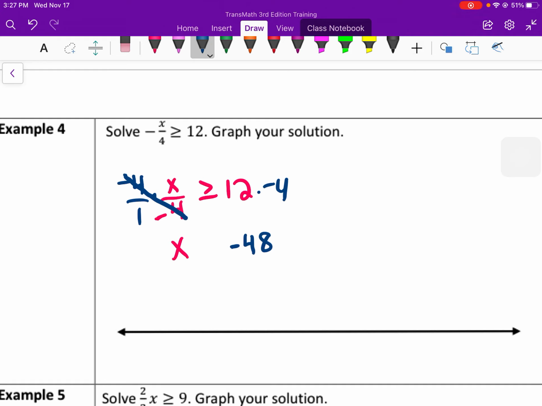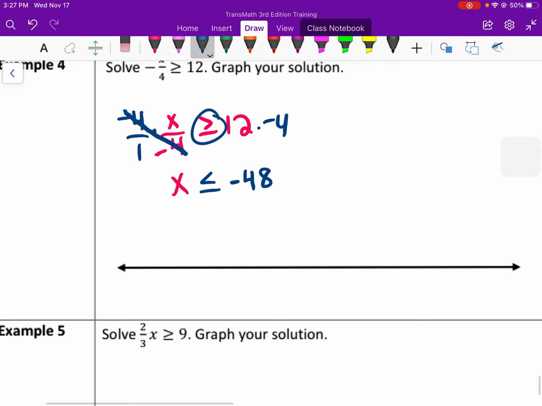Since I divided by a negative, I need to flip my inequality. So now instead of greater than, it's going to be less than or equal to. So whenever we multiply or divide by a negative, we flip our inequality sign. And x is less than or equal to negative 48, so I'm going to start with maybe negative 50, then negative 49. We'd count backwards here, negative 48, negative 47.